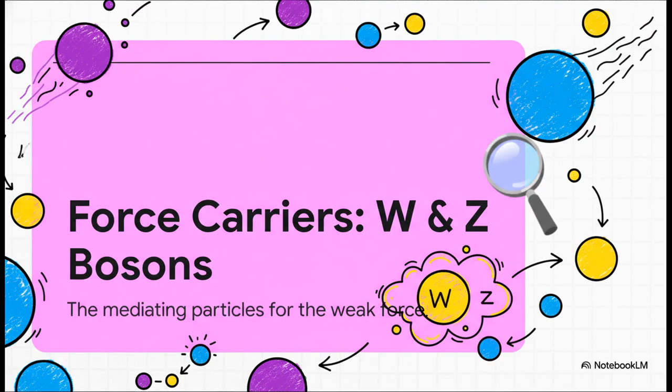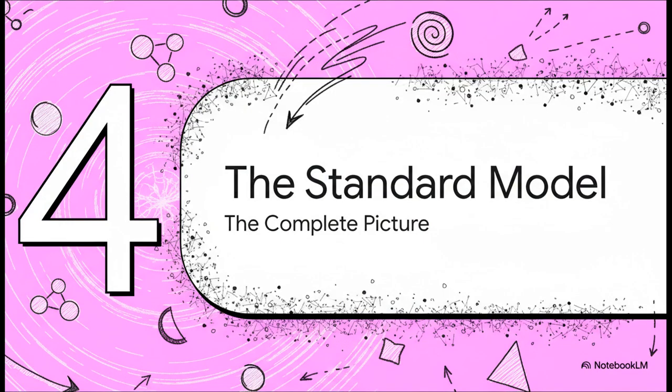And you guessed it, the weak force has its own messengers too, the heavy W and Z bosons. They're the go-betweens that allow these vital particle transformations to happen. Okay, so we've met the whole cast of characters, the matter particles and the force particles, the bricks and the glue. Let's put it all together now and take a look at the complete, beautiful picture that physicists have assembled.